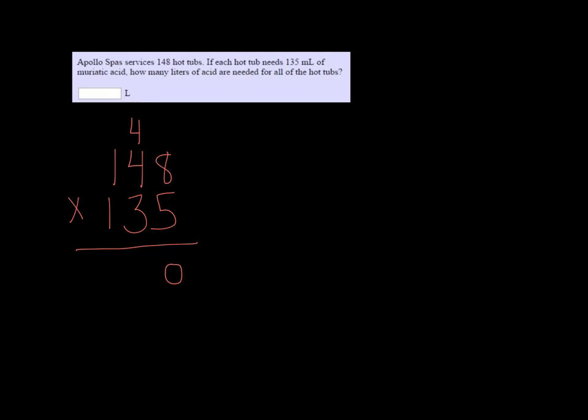8 times 5 is 40, carry the 4, and then 4 times 5 is 20, and plus 4 gives us 24. 1 times 5 is 5, plus 2 is 7. 0 placeholder, 8 times 3 is 24. I'm going to erase my previous markings here. And I need a 2 here, so 12 plus 2 is 14, and then a 1.